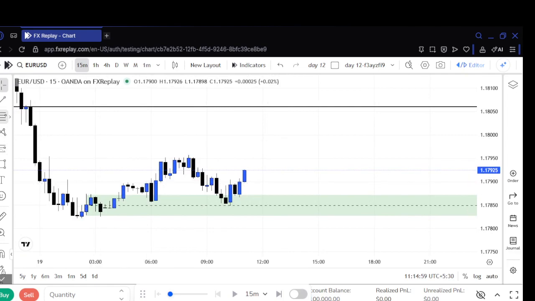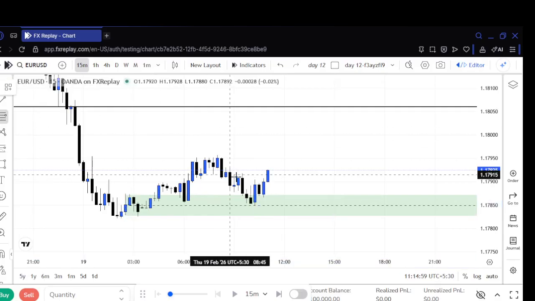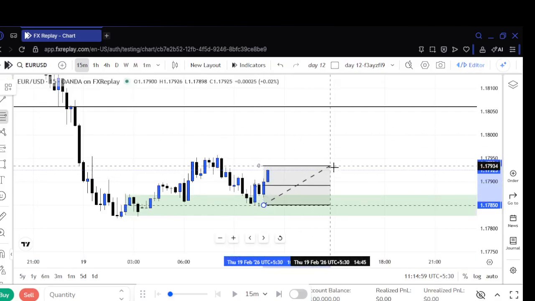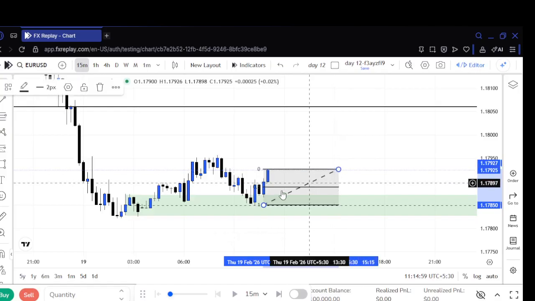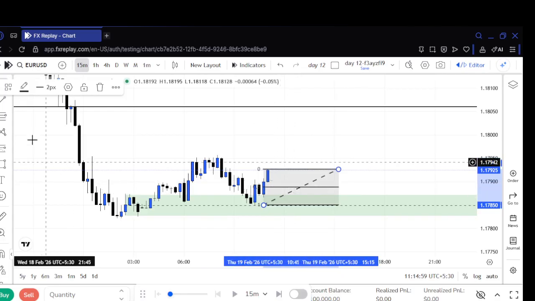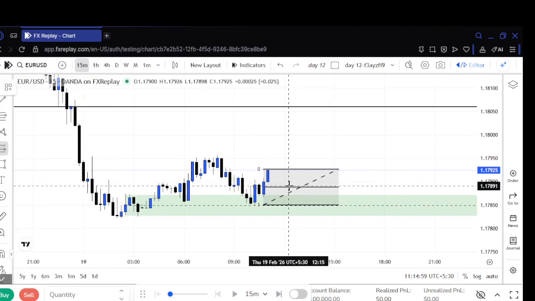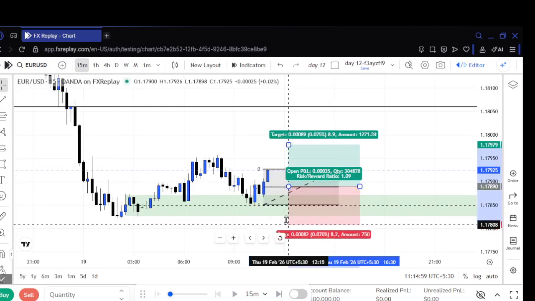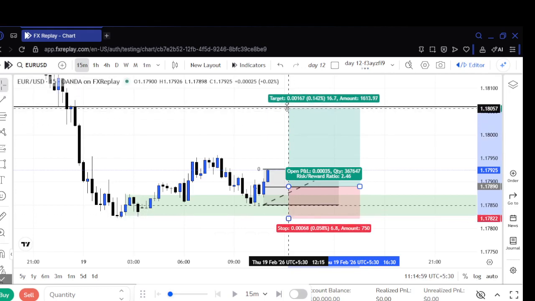A change of character. Now what we're gonna do is draw a fib. Buy, right. So for a buy, we're gonna draw the premium discount. Discount. And now we are going to enter at this buy level here. Long position, we're going to go for the long position here. Let's set this. Let's see how much we got. Target is 2.5.